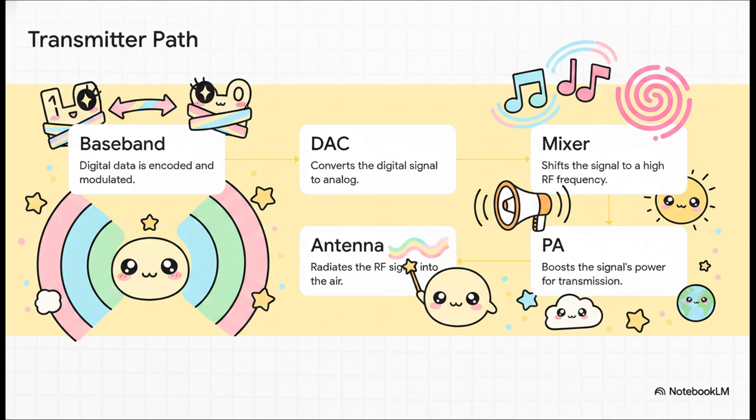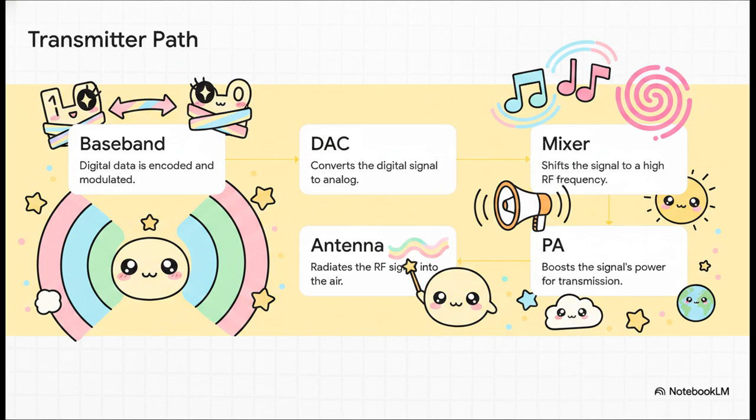Next, it goes to the digital to analog converter, the DAC. This is so important. It smooths out the sharp, blocky digital signal into a nice, continuous analog wave. Then, the real magic happens at the mixer. It takes that low-frequency signal and up-converts it. Using a super precise clock called a local oscillator, it shifts the signal's frequency way up to something like 2.4 gigahertz for Wi-Fi.